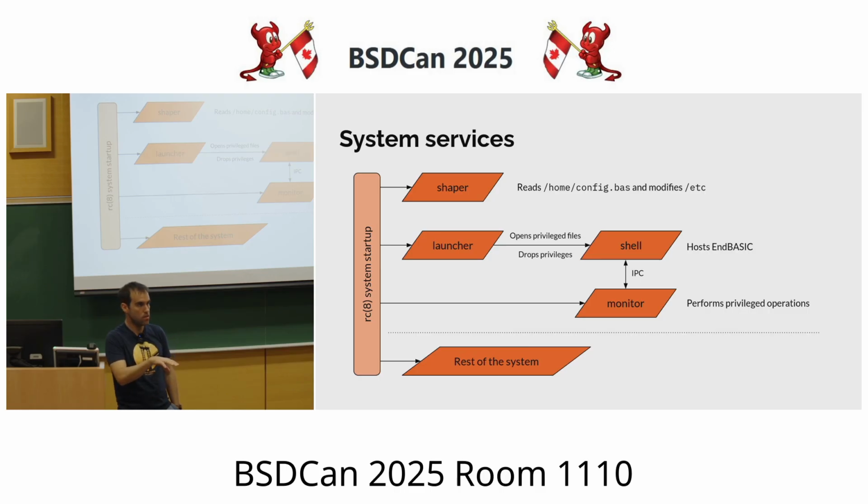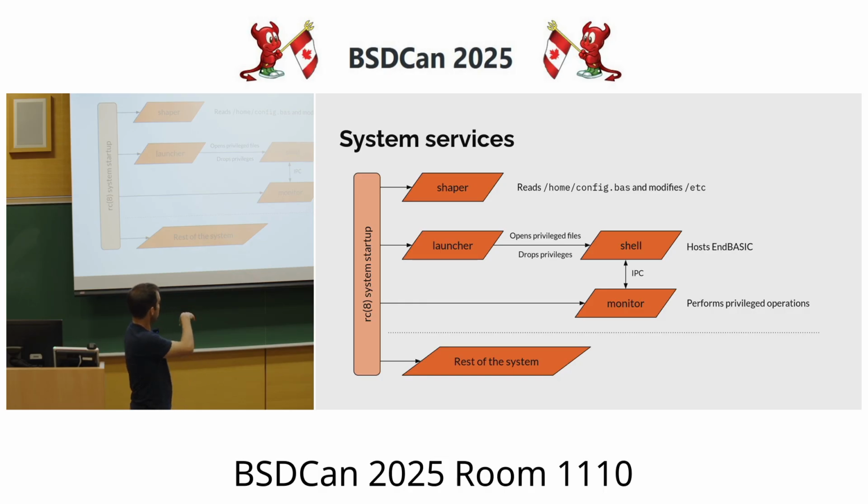So when the system starts, the first thing it runs is the shaper, which shapes the system according to your configuration file. It looks into the boot partition that you configured from macOS, for example. It reads the config.bus file, and we'll see that in a second. And then it modifies /etc to make those changes live for the current boot. Then rc spawns the launcher, which is in charge of opening a bunch of privileged devices, dropping privileges, and running the shell. And that takes over the console. And then rc starts the monitor, which is another daemon that stays around to perform privileged operations on behalf of the shell.